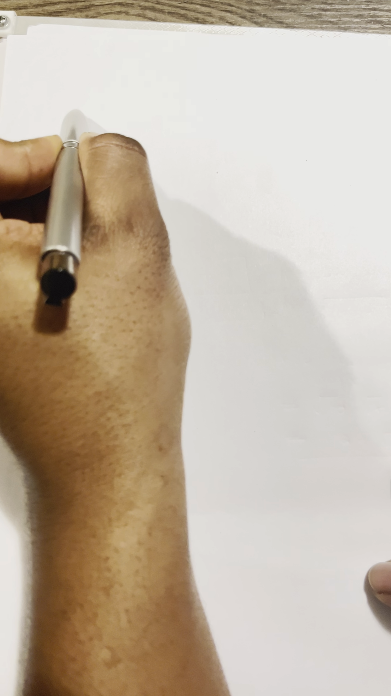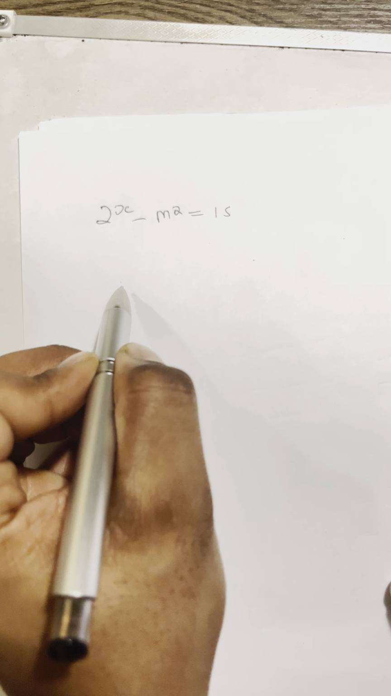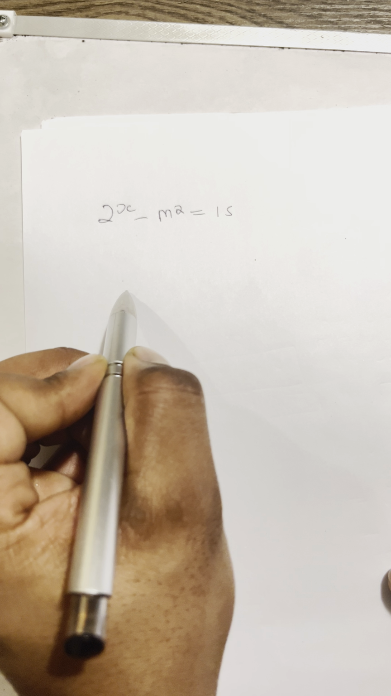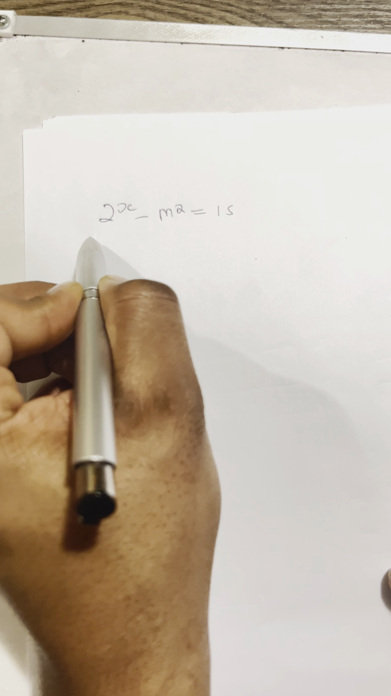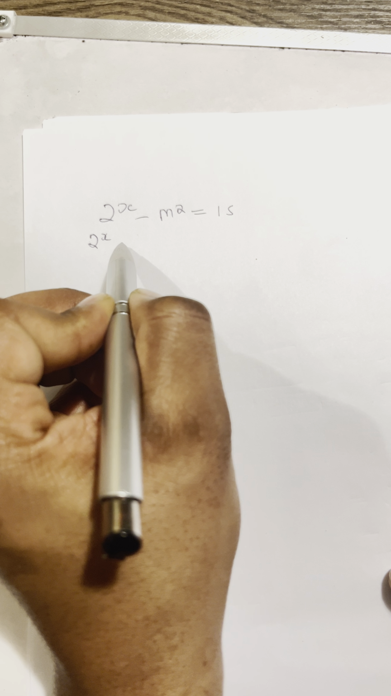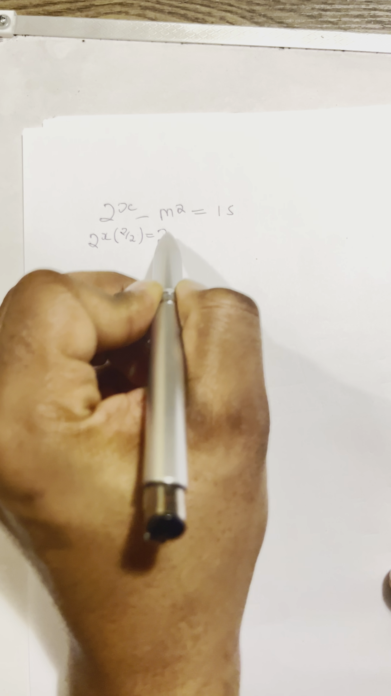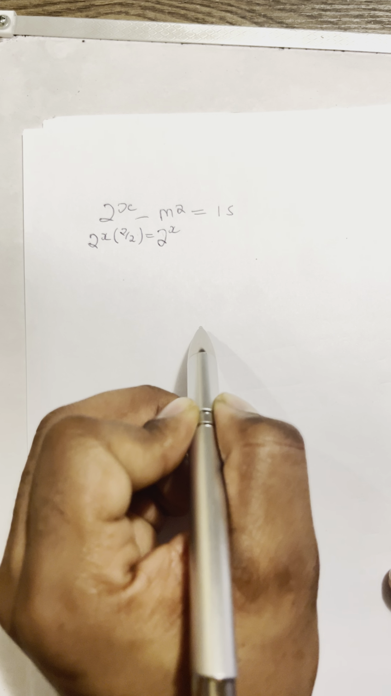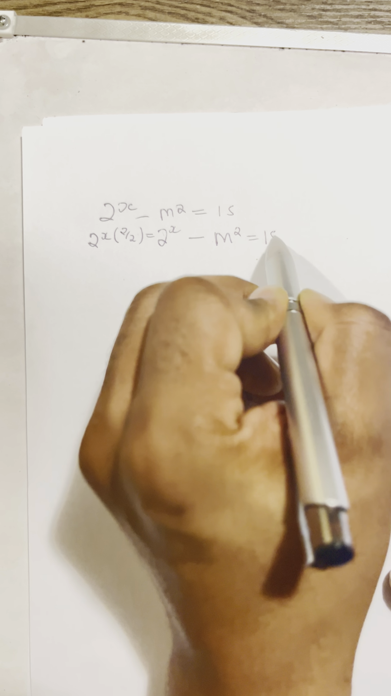We are having 2^x minus m squared is equals to 15. Let's follow this. We're having 2^x. Okay, so 2^x is the same as 2^(x/2) times 2^(x/2), which is equals to 2^x minus m squared is equals to 15.